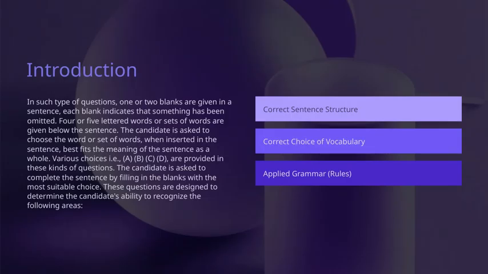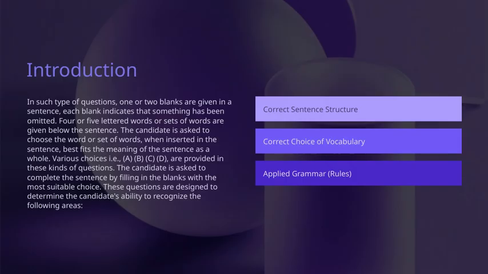Let's delve into the key aspects of this type of question. When you see a sentence with one or two blanks, it indicates that something has been omitted, and your task is to fill in those blanks correctly. Below the sentence, you'll find 4 or 5 options. These are the choices you can consider. The goal is to select the word or set of words that, when inserted, make the sentence most meaningful and grammatically correct. These questions are designed to assess several important skills.